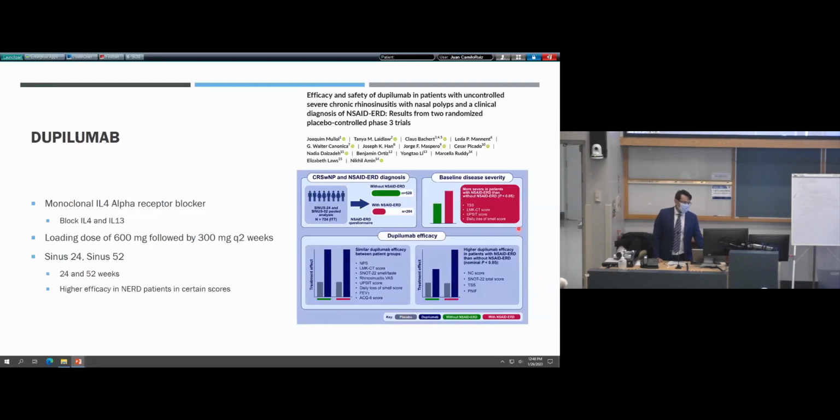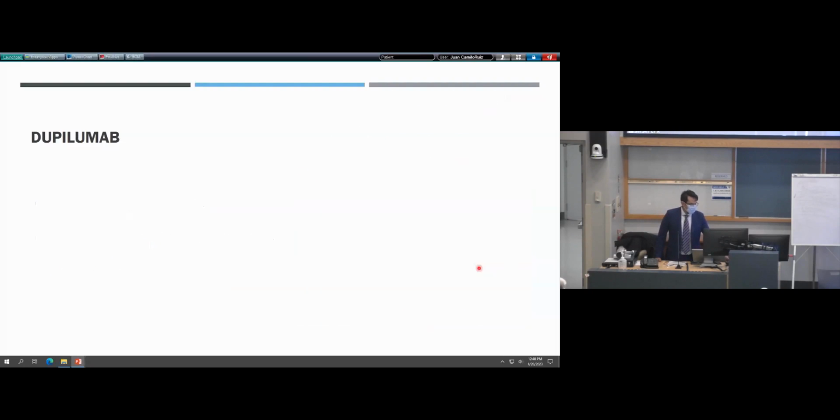What they found is that the baseline severity of disease was actually quite high in the NERD patients in things like total symptom score, Lund-Mackay score, and other different measures. The efficacy was very good in both populations, but they found a significant improvement in certain scores, like the SNOT-22 score, the total sinus score, and the nasal congestion score. And that's some of the basis on which it's argued that dupilumab may be a better biologic for these patients.